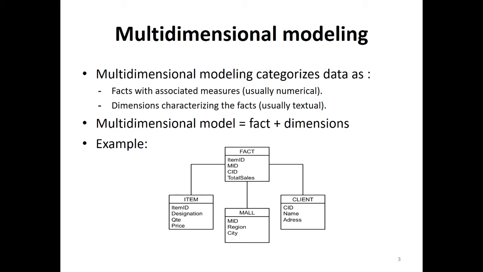Multidimensional modeling categorizes data as being either facts with associated measures, usually numerical, or as being dimensions characterizing those facts, which are usually textual. In a multidimensional model, we find a fact table alongside dimensions. This example studies the total sales of items bought by clients within malls. We note that the fact table contains every dimension's key alongside the measure, which is the total sales.